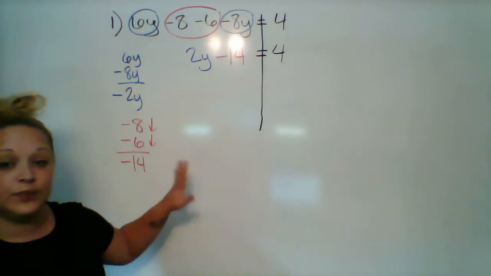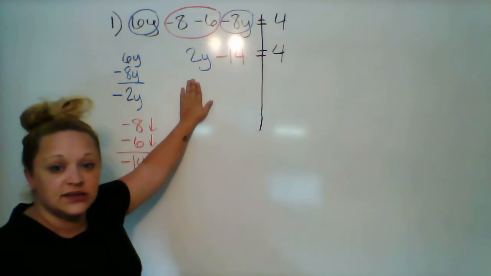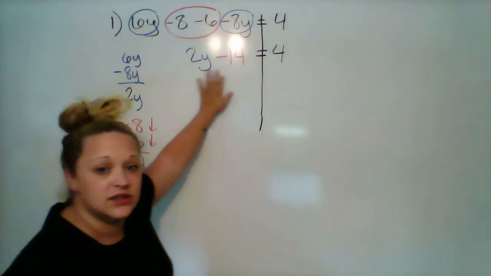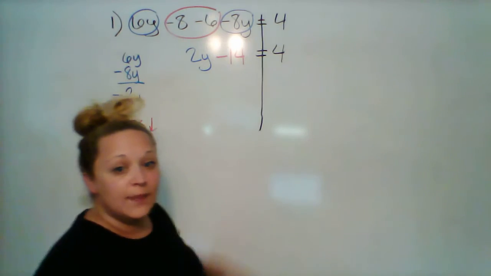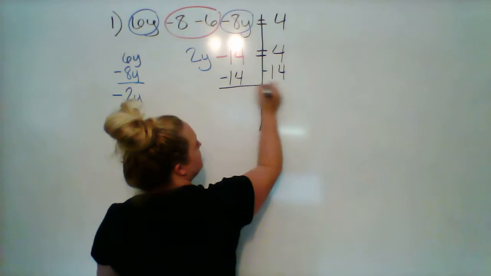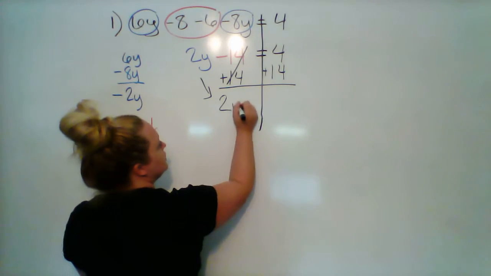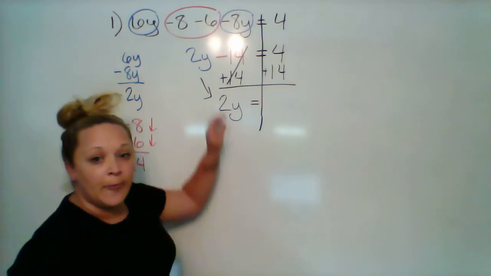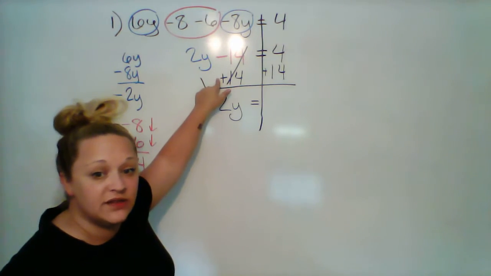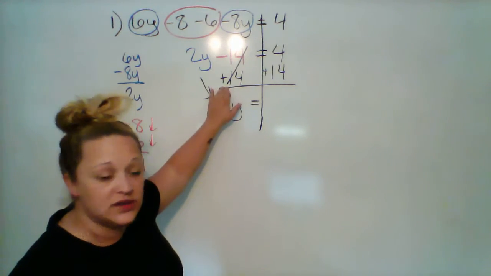So now you just have a simple two-step equation. We've done these since the first week of school. So you look at the equation, and in this case it's y. So y is being multiplied by 2, and it's being subtracted by 14. So the opposite would be to subtract 14 on both sides first. And if you don't understand how to do this, you need to go watch the video of two-step equations. Now remember, to get rid of a subtracting 14, I add 14.